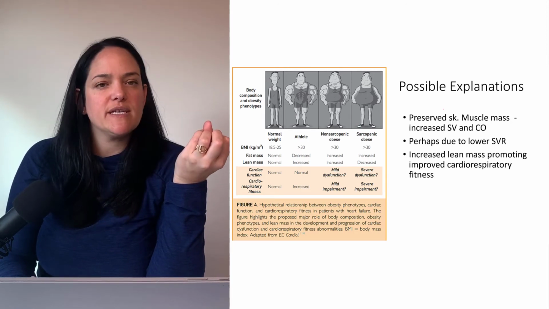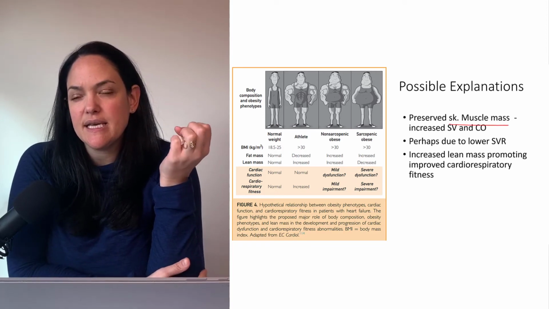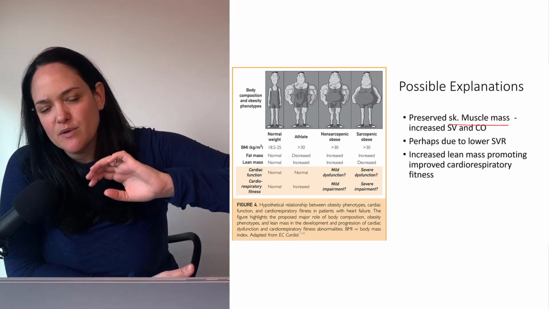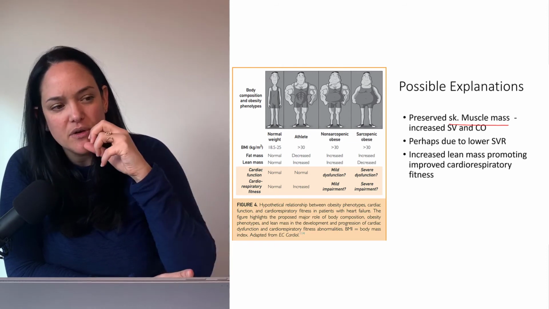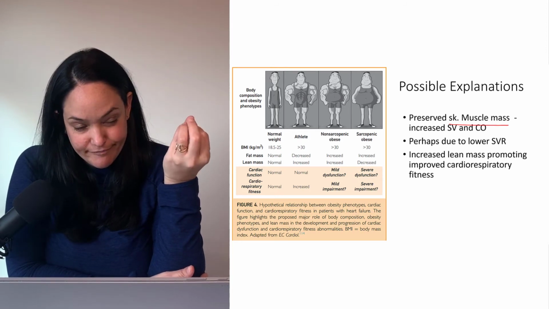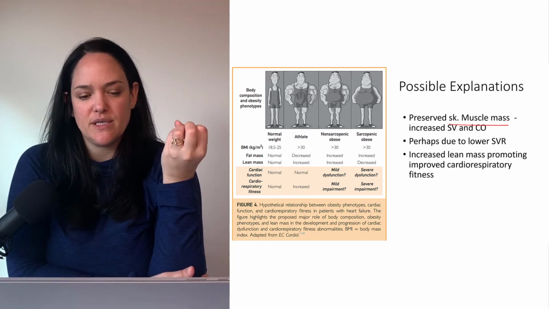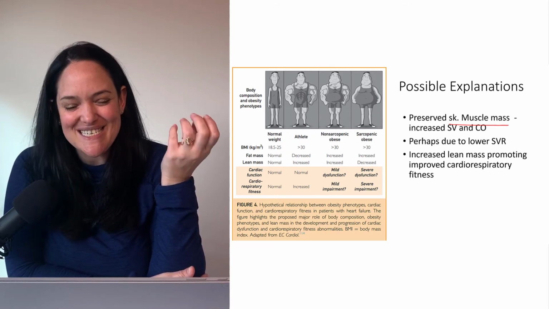One of the possible explanations that we often see is that it's somehow related to muscle mass. We're going to talk about sarcopenic obesity later on in the semester, and sarcopenia in general, where we have this reduced muscle mass and reduced lean mass, which we see in some individuals with obesity and some people without obesity as well.